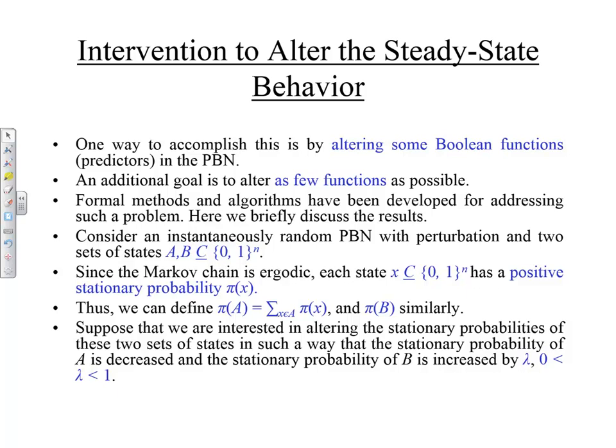So suppose we are interested in altering the stationary probabilities of these two sets of states in such a way that the stationary probability of A is decreased, right? Maybe that's a bad state, we want to decrease it, and the stationary probability of B is increased by lambda, where lambda is something between 0 and 1. We want to alter the stationary probabilities.